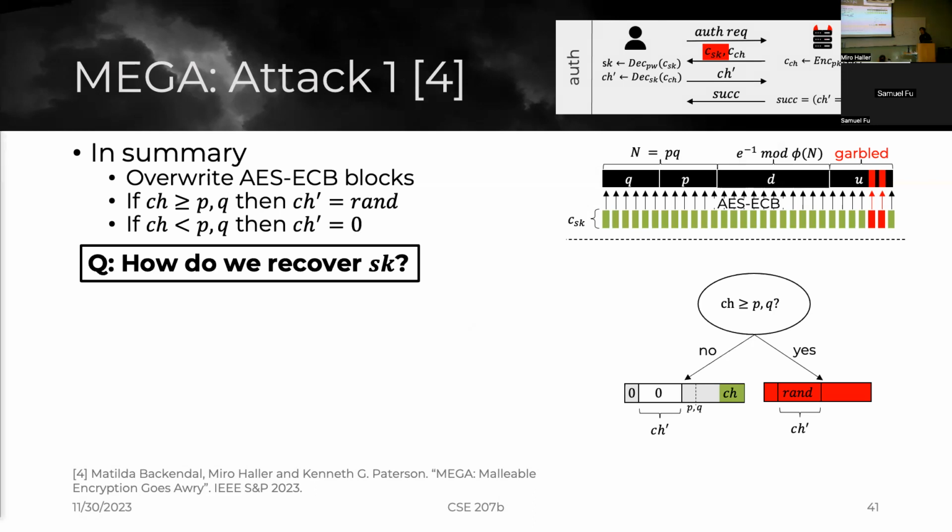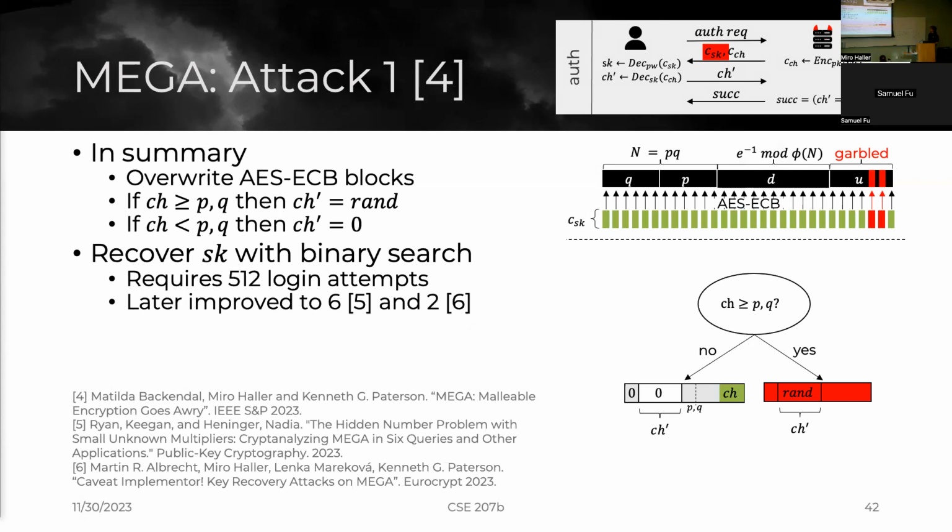Binary search. Yes. It does perform a binary search, where you start with your entire interval for primes and pick the middle value. If it's bigger than your primes, you go with the lower interval. Otherwise, you go with the bigger interval and you continue. So this requires 512 login attempts, which in this case sadly means the user actually needs to enter their password 512 times, which was definitely something Mega was very quick to point out in their blog post.